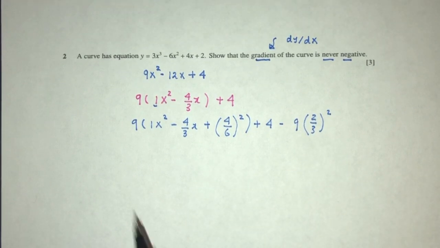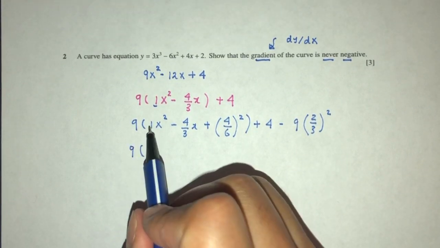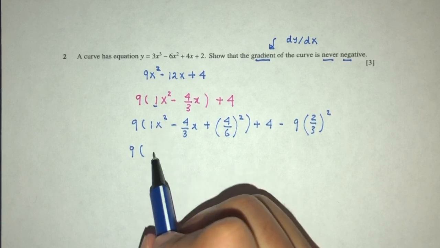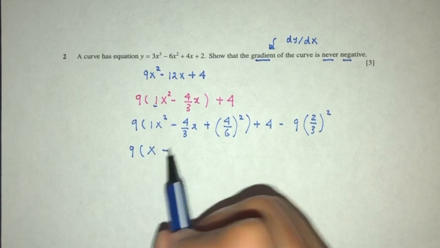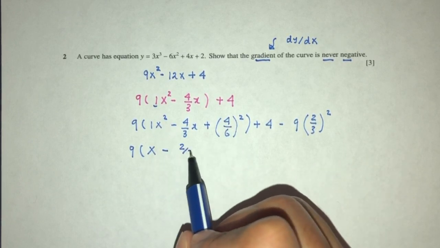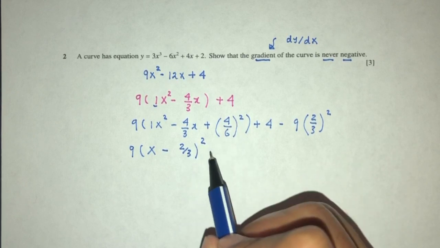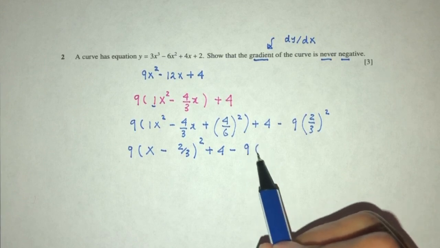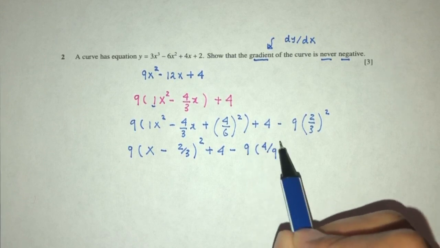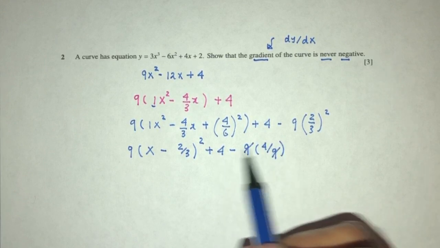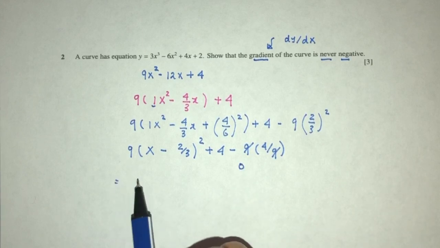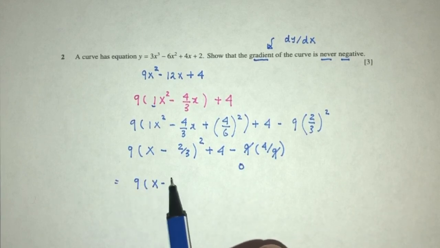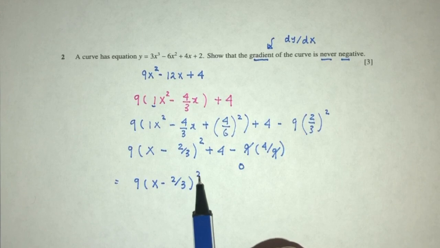So let's see what happens now. Here we have 9, and all this will reduce to what? Here we have x, here we have minus, inside we have 2 over 3, and here we have square, plus 4 minus, that should be 9 times 4 over 9. That will be cancelled out. 4 minus 4 is 0. So you will have 9 times x minus 2 over 3 squared.